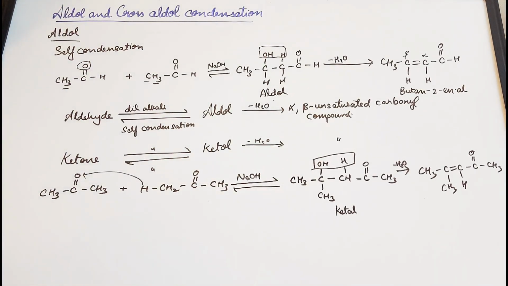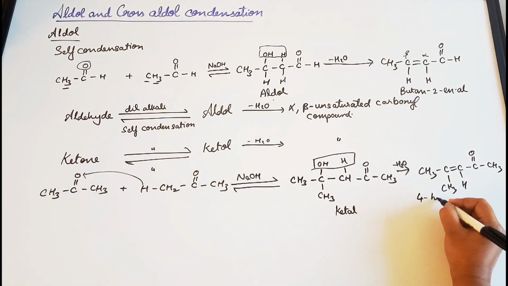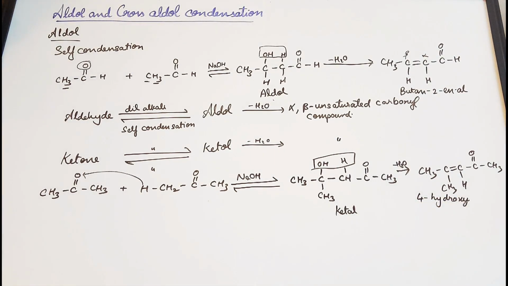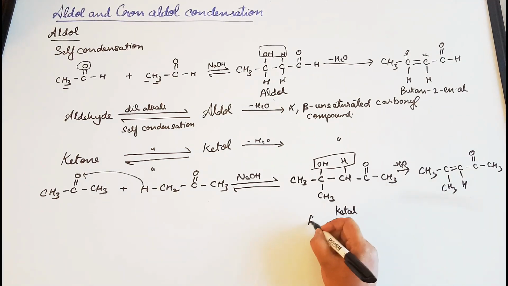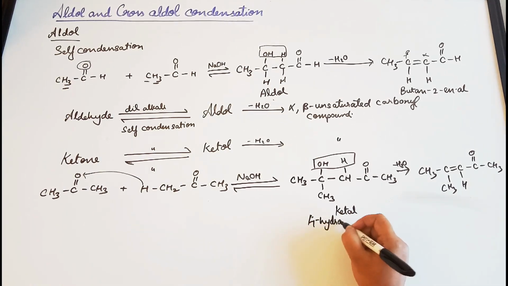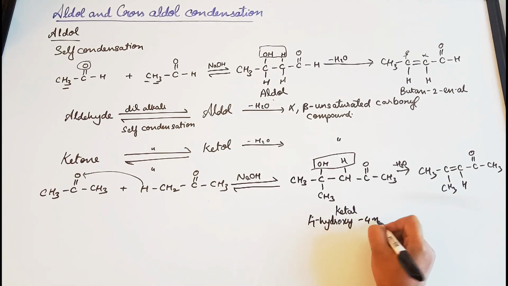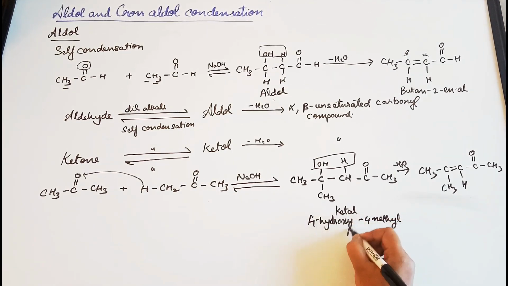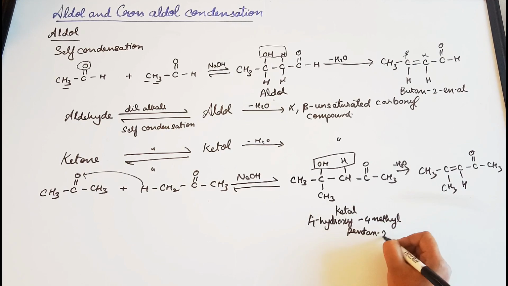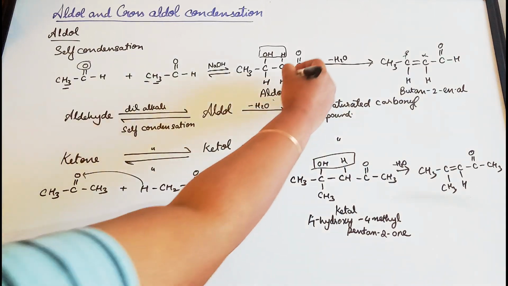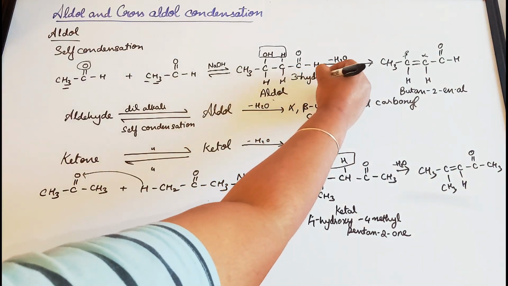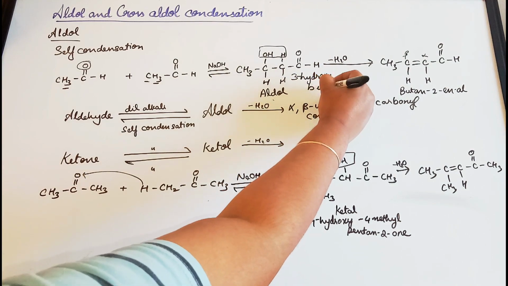and all of this is possible only if that particular compound has an alpha hydrogen. So with that, we're done with, oh, I forgot to write the name. The name of this is 4-hydroxy. Oh, I'm sorry. The ketol's name, 4-hydroxy, 4-methyl, pentane, 2-one, and this compound's name is 3-hydroxy butanal.